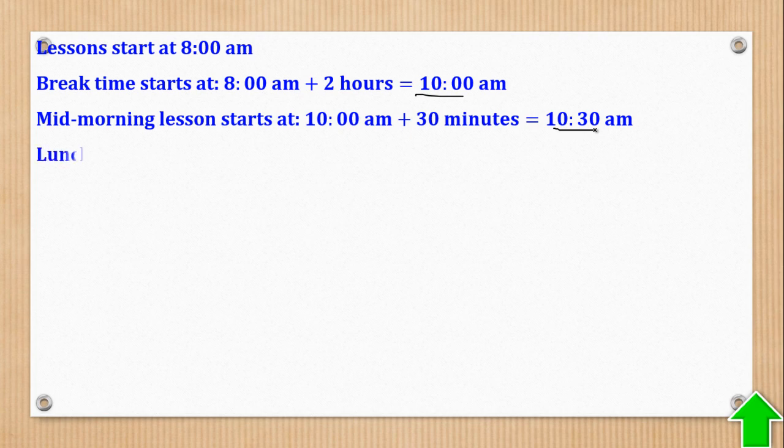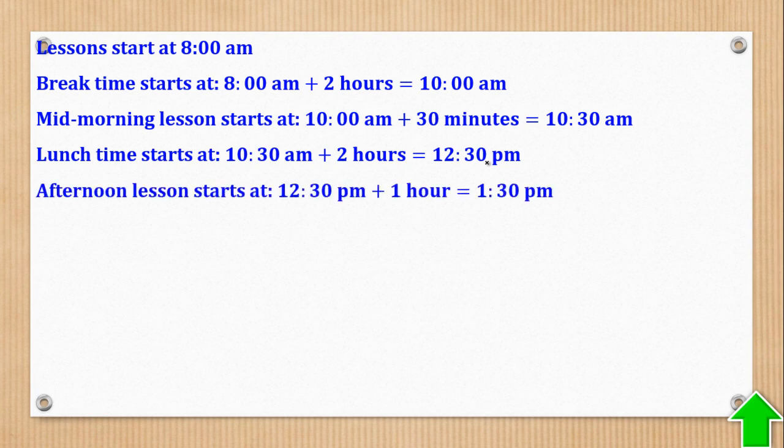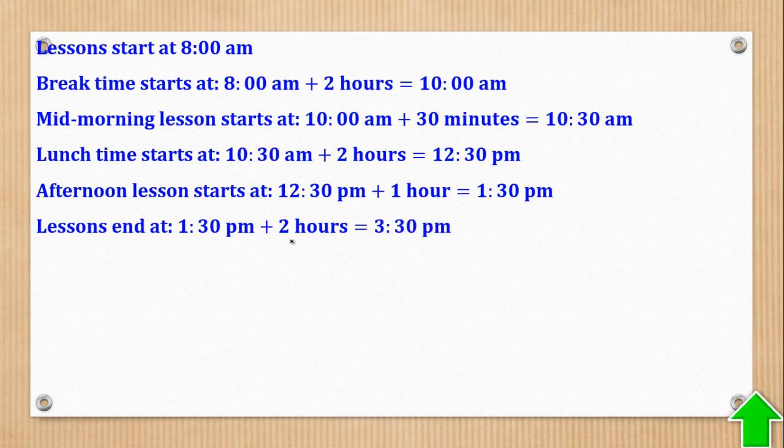And the bells will ring at the same time for lunch after 2 hours, to give you 12:30 p.m. And lunchtime lasts for an hour, so we shall add 1 hour to that to give you 1:30 p.m. Then lessons end 2 hours after that, which will be at 3:30 p.m. So basically that is what they wanted in part A.